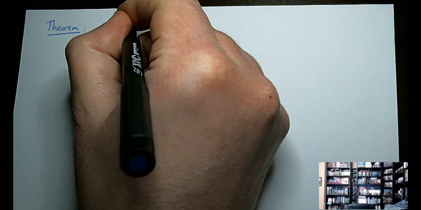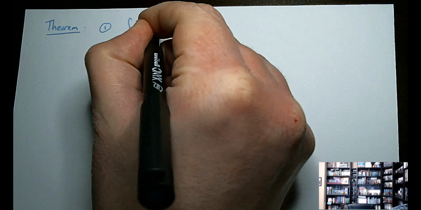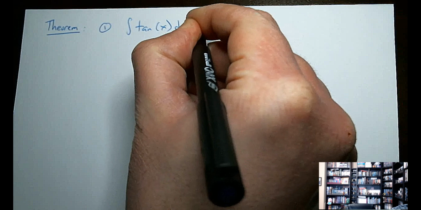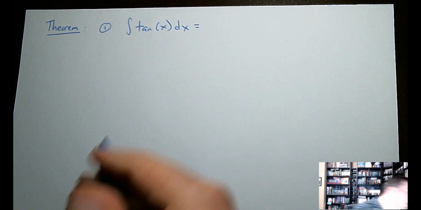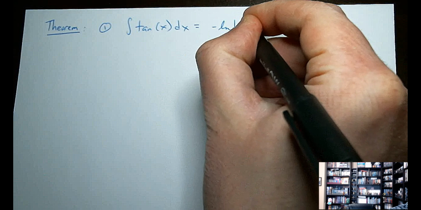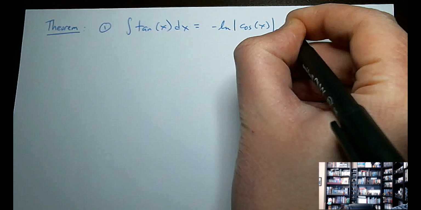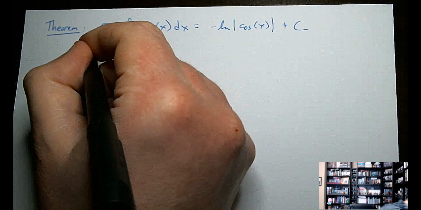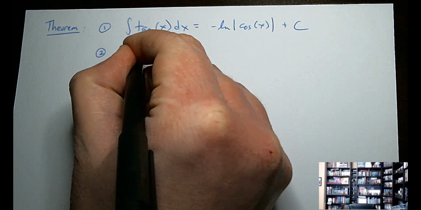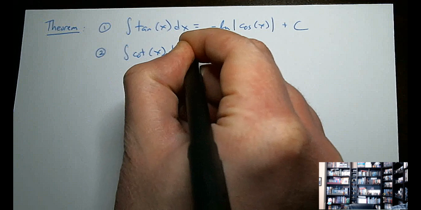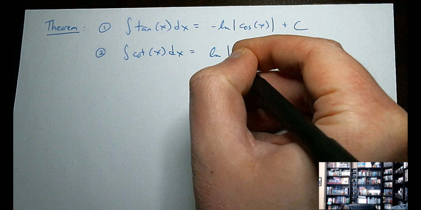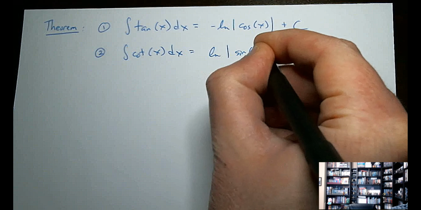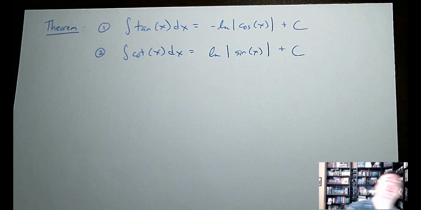So first of all, let's talk about tangent and cotangent. We're going to show that the integral of tangent is given by negative the natural log of the absolute value of cosine x plus c. And very similarly, the integral of cotangent, that's the positive natural log of the absolute value of sine x plus c.